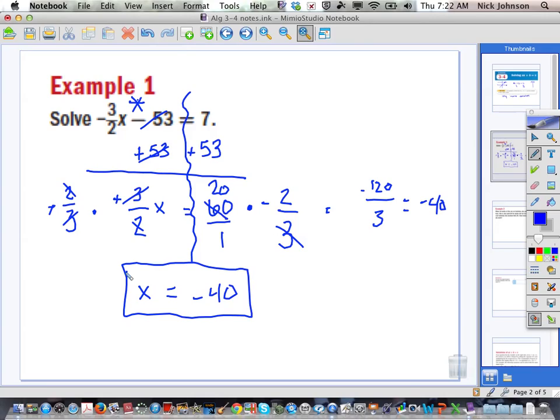Now, how do we know if we're correct? Well, you could go right back up here, negative 3 halves times x. What's my x now? My x is now negative 40 over 1. Minus 53 has to give me 7. Okay? Let's see if this works. 2 goes into negative 40 negative 20 times. Negative 3 times negative 20 is a positive 60. Minus 53, does that equal 7? Yes, that works. So negative 40 is the solution to my problem.